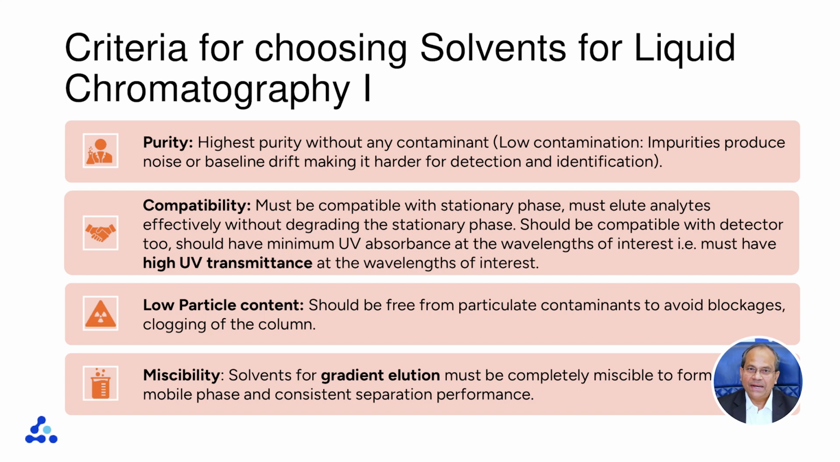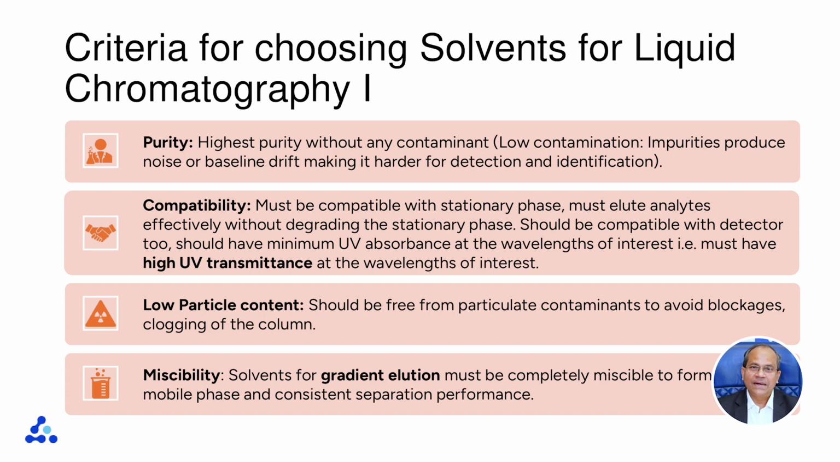Second is compatibility. The solvent must be compatible with the stationary phase. It must elute analytes without degrading the stationary phase, and it should also be compatible with a detector. It should have low UV absorbing impurities or high UV transmittance at the wavelengths of interest, and this particular parameter is very important for all variations of HPLC, be it normal HPLC, UHPLC, ULCMS, LCMS, etc.